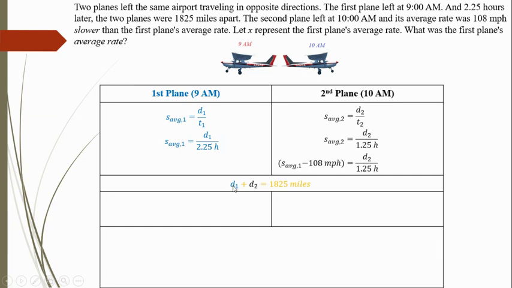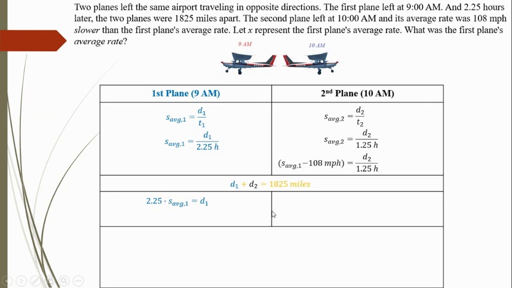What I can do is, though, I don't know what D1 is, I don't know what D2 is. So I can get rid of these variables simply by using the information in the first column and the second column. In order to isolate D1 in the first column, you would simply multiply both sides by 2.25 hours, which is what I've done here. Multiplying the right side by 2.25 hours will cancel out the denominator. Multiplying the left side by 2.25 hours would leave us with 2.25 hours times the average speed of the first airplane, which is equal to D1.